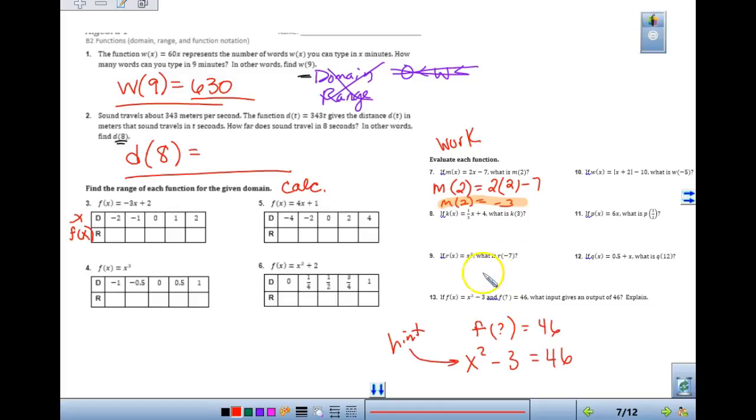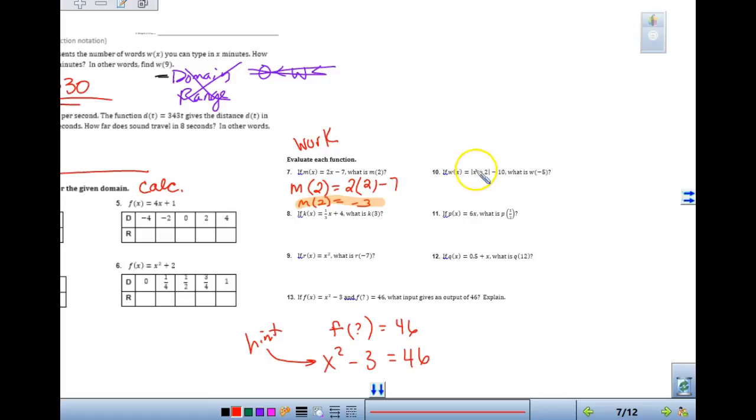Okay? So I'm now looking at number 10, and some of you thought you had to split that. There is no split. You're just replacing the x with the negative 5. So you are writing w of negative 5 on your paper. Any place where there's an x in the problem, you're replacing that x with negative 5. Plus 2, absolute value, and then it was minus 10.